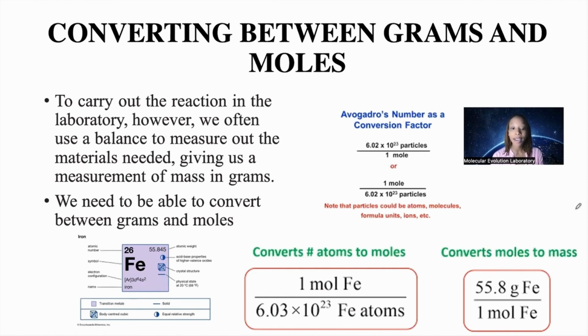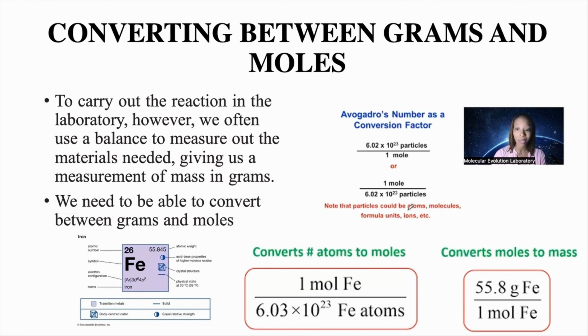So you'll also find that some things are given in grams, so you have to convert, because to carry out the reaction in a laboratory, you often have to use a balance to measure out the material needed, and you usually don't do this in moles, you do it in grams. So we need to be able to convert between grams and moles. You have to use Avogadro's number as a conversion factor. And remember that 1 mole of an atom is 6.02 times 10 to the 23 particles. 1 mole of a particle is 6.02 times 10 to the 23 particles.